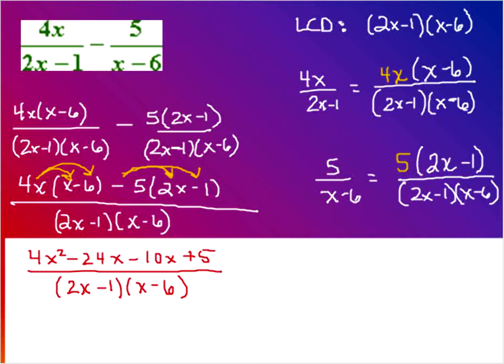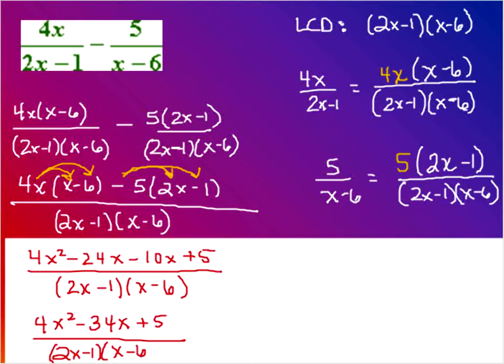Finish it up by combining your like terms. And that gives me 4x squared minus 34x plus 5 over my denominator of 2x minus 1 and x times x minus 6. So this is my simplified answer. Now, it doesn't look too simple, but it is my simplified answer. You can pause if you need to, and we're going to move on.